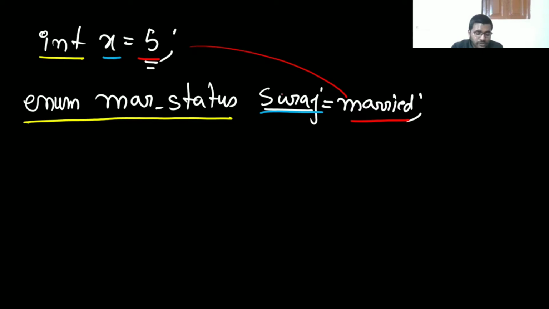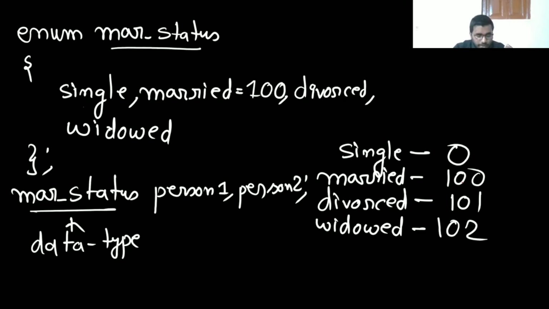So why do we use this? Because if you assign me some number, married has the number 100. Now if I directly say 100 to someone, they will not be able to understand whether my marital status is married or single. That's why we use enumeration constants, to give values and also to tell the user that the meaning of 100 is married.